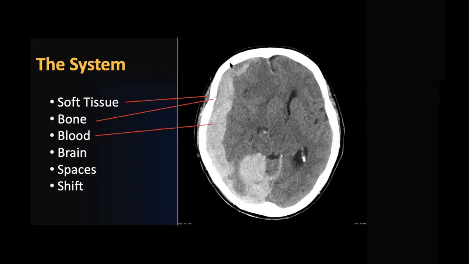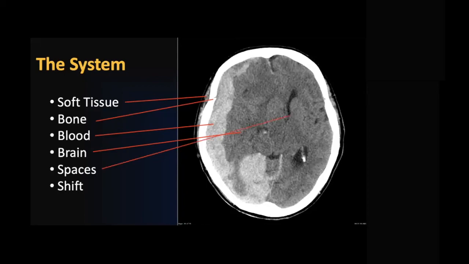Then blood. This is all the blood. This is white, the brain is gray. That means this is fresh blood. When it's old blood, it becomes more like a grayish black. So this is fresh blood. Then we look at the brain. When you comment on the brain, you comment on symmetry. Is the left brain the same as the right brain? No, they are not balanced. They're asymmetrical. This brain is pushed.